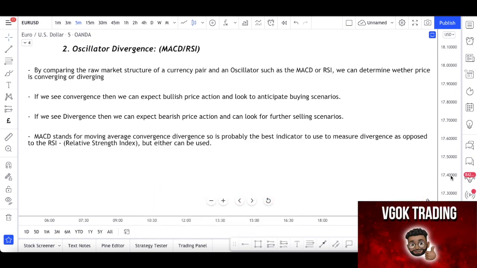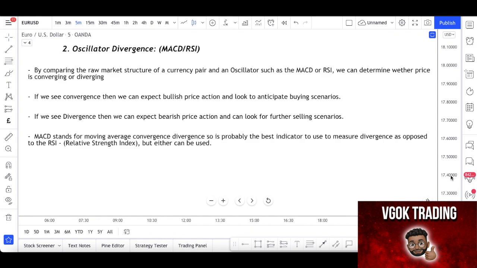And again, just as we saw before in price divergence, if we see convergence, then we can expect bullish price action and look to anticipate buying scenarios. And vice versa, if we see divergence, then we can expect to see bearish price action and look for selling scenarios. Now MACD actually stands for Moving Average Convergence Divergence.